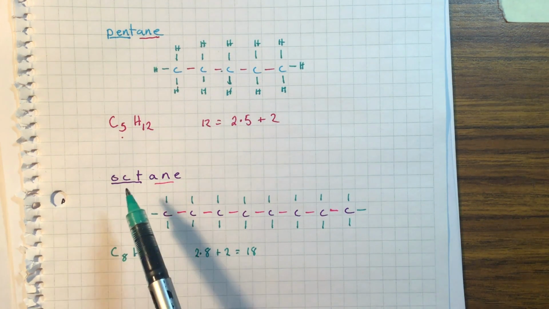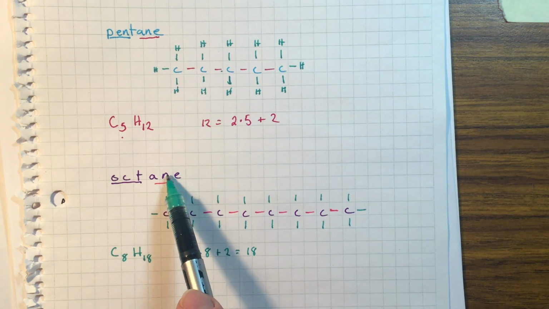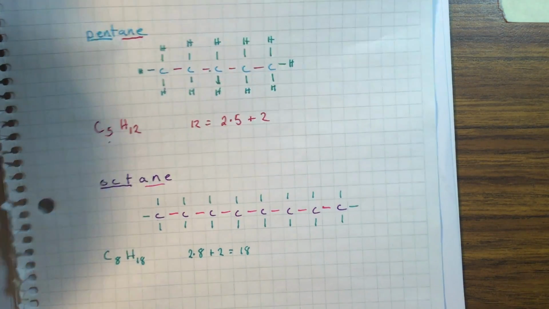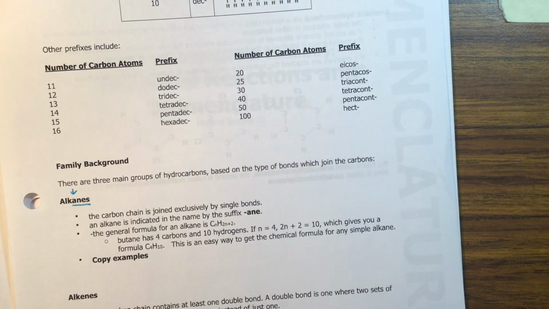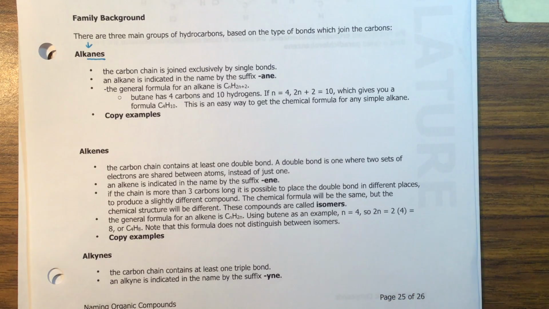All right, so the first part tells us 8 carbons in a chain. The ane means they're all single bonded together. Okay, so those are the alkanes. All right, next is the alkenes.